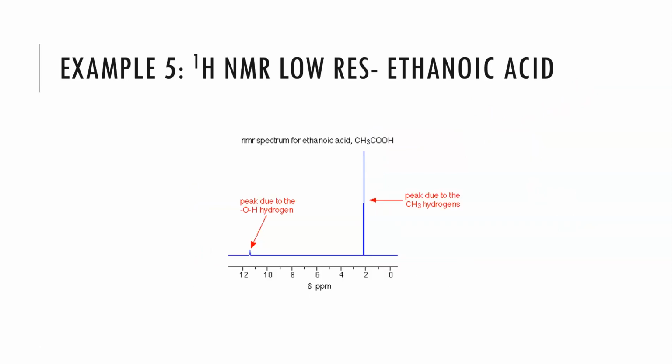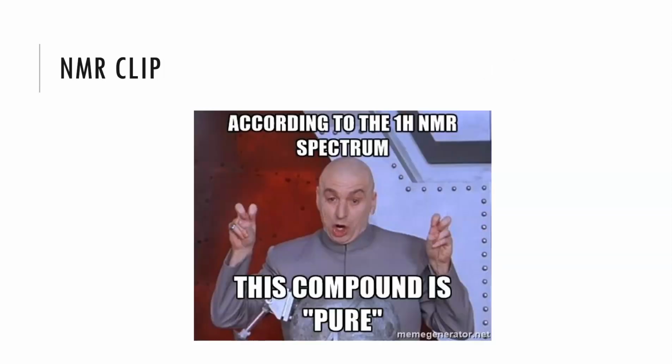Again, ethanoic acid, it has 2 environments. We see 2 peaks. And that is it for looking at low resolution spectroscopy.